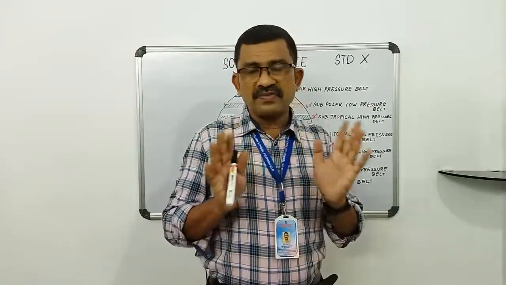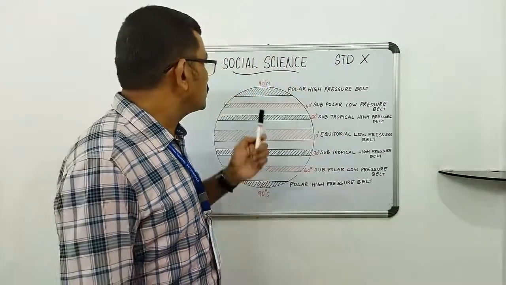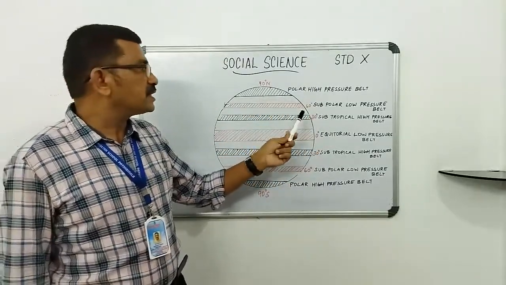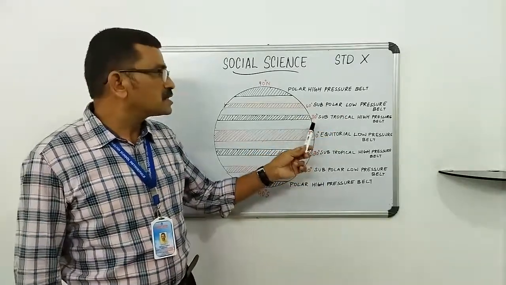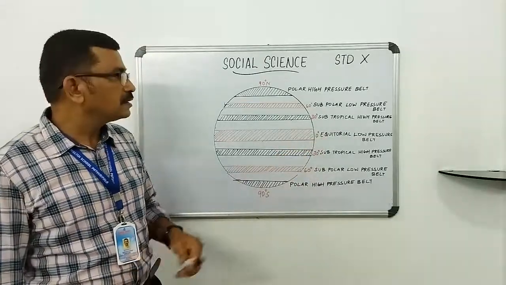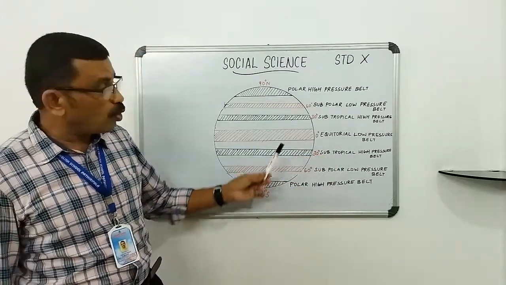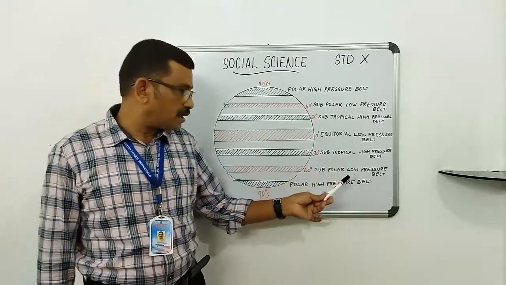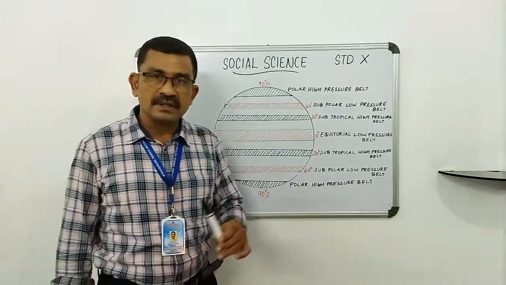Children, Earth's surface is divided into different pressure belts. See, polar high pressure belt, 60-degree subpolar low pressure belt, then 30-degree subtropical high pressure belt, then 0-degree equatorial low pressure belt, then 30-degree subtropical high pressure belt, then 60-degree subpolar low pressure belt, and 90-degree south polar high pressure belt. These are the different pressure belts.